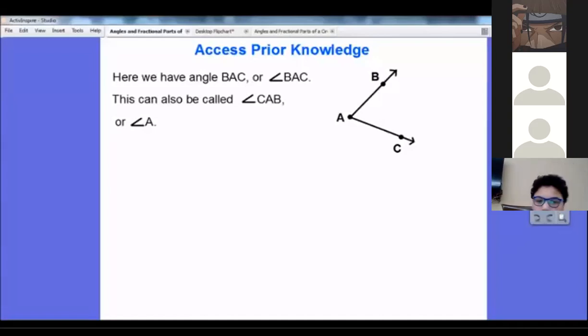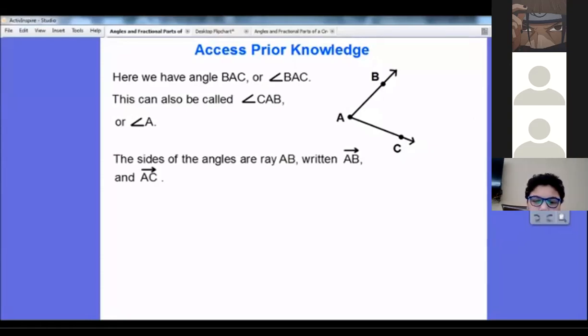So here we have angle BAC, and so we go angle BAC right there, or we can also call it angle CAB. And since there's only one letter here at the vertex right here, this is called the vertex, we could also call it angle A, okay?